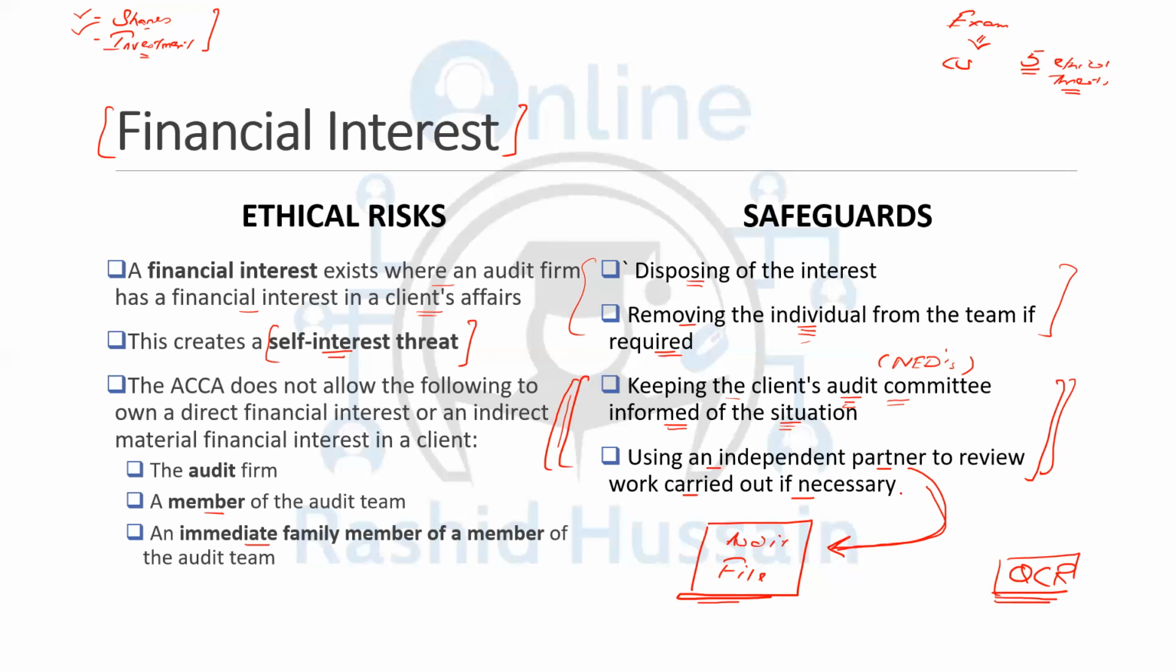Or, for example, if a person has the shares, you can remove that person from the audit team and take someone else. And then we have the other safeguards as well. So this is the financial interest, a very important one, because we see these things coming up in the exam.